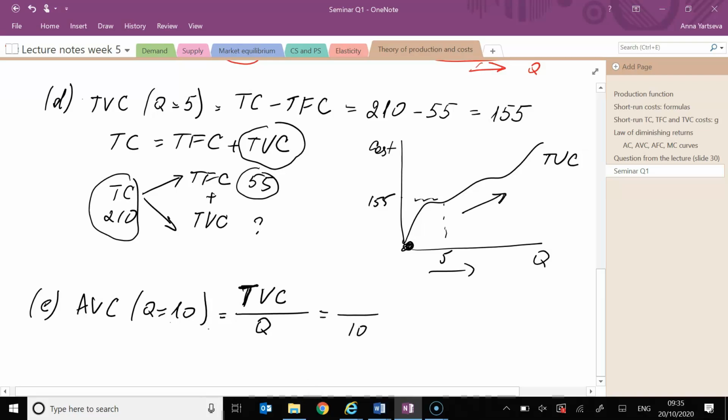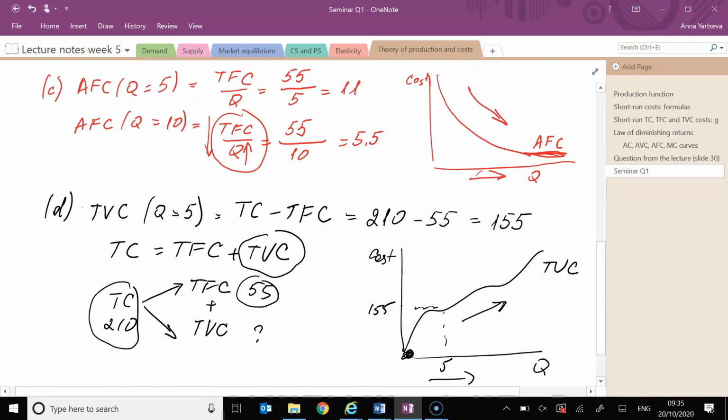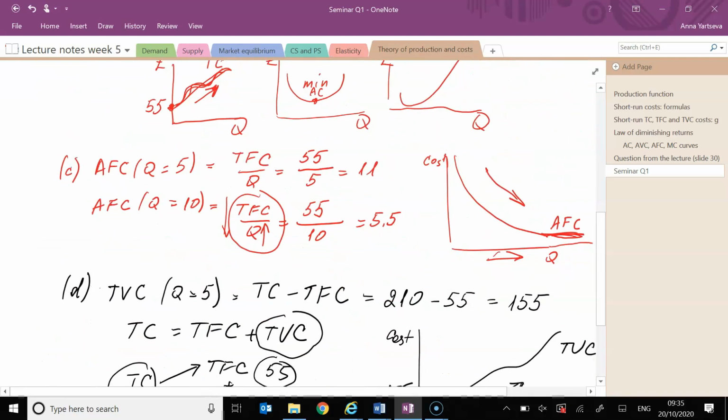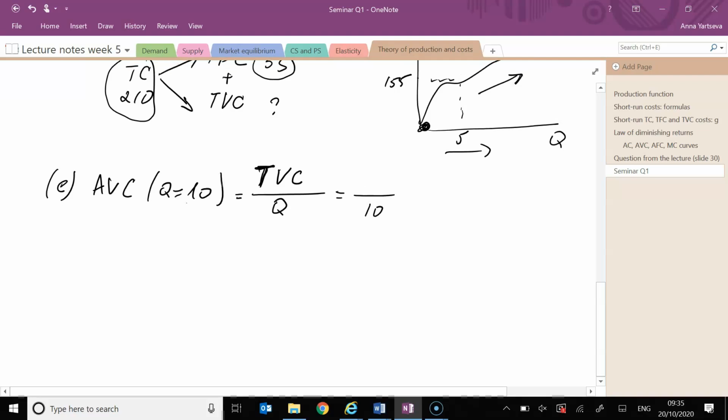We are given this. So let's just have a look at total variable cost. What is the variable cost for 10 units? We are not given this data in the table. We'll need to calculate this. However, we know that when output is 10, total cost will be 760. This is the only bit of information which we have, and we are going to use it.